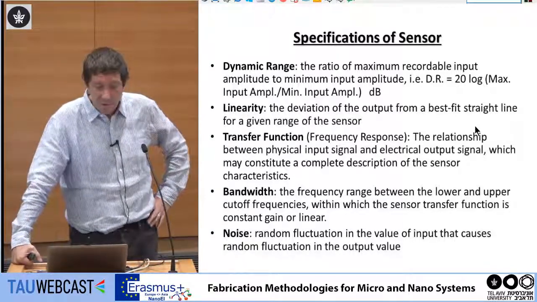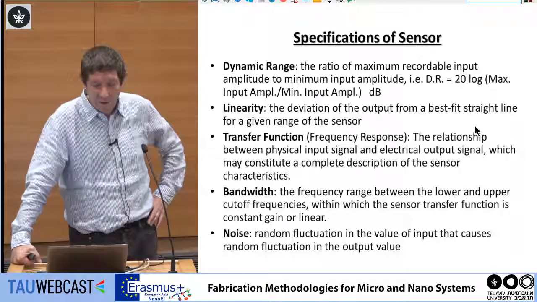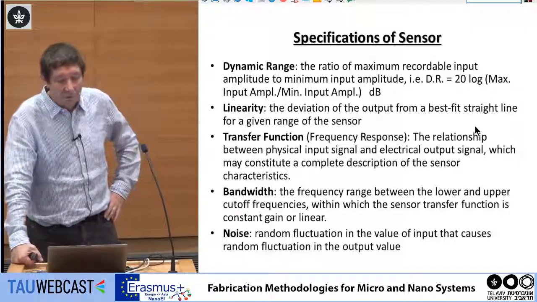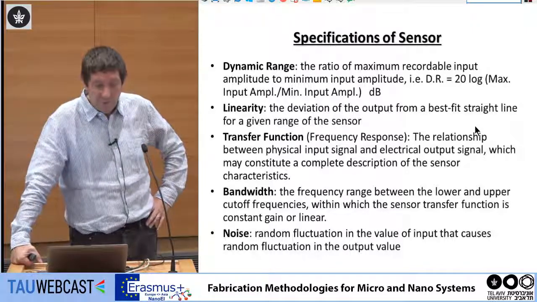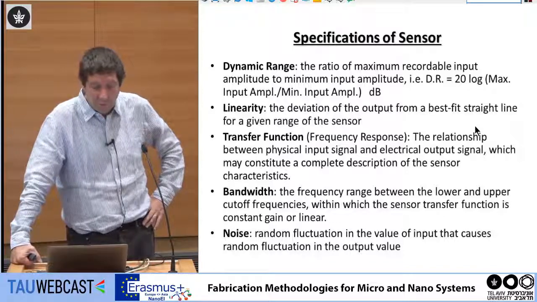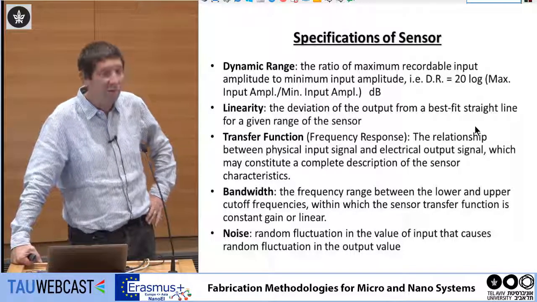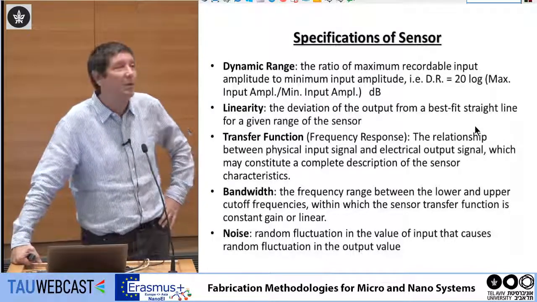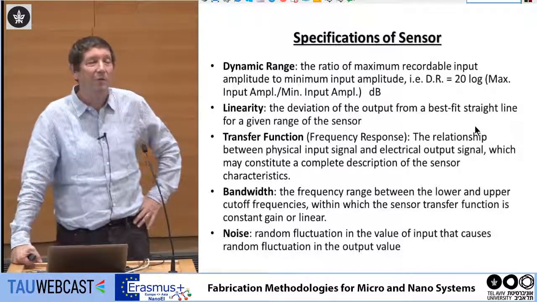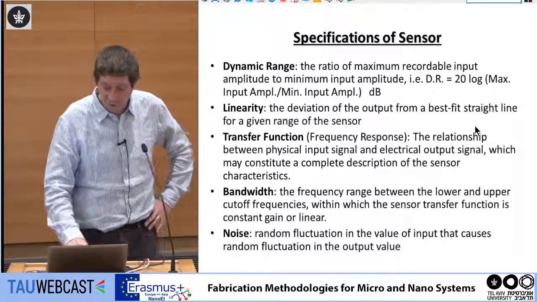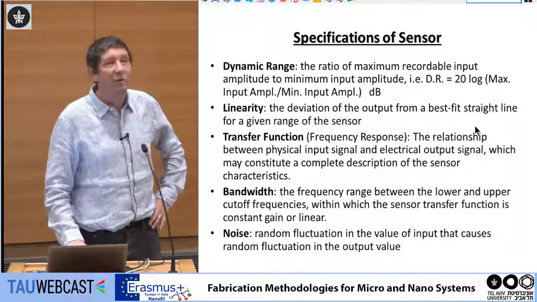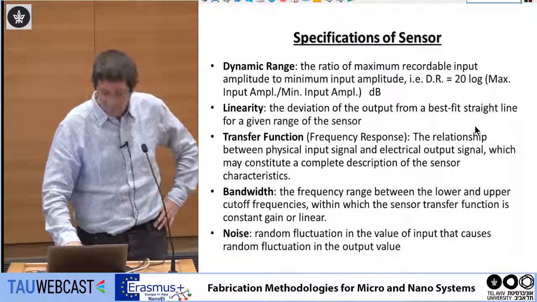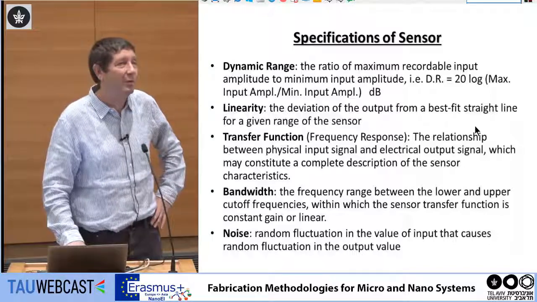It's okay. Linearity is the deviation of the output from the best fit straight line for a given range of sensors. Then you have the transfer function, the relation between the input and the output. Bandwidth, which you all know, is the frequency range between the lower and upper cutoff frequency. And noise, which is the noise of the system. If you took the classes on noise, you know that noise depends on the frequency and on the processes involved, and it's a major factor defining the minimum detectable signal.